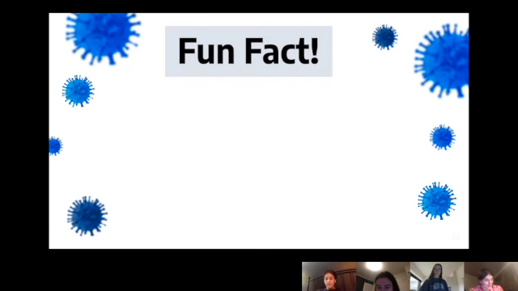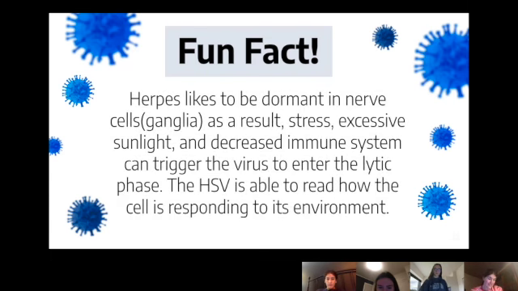Fun fact, when herpes is in its dormant stage, excessive sunlight, excessive stress, and a decreased immune system can trigger the virus to enter the lytic phase and the host cell bursts. This is super rockstar cool, as the herpes virus is able to read how the cell is responding to its environment.